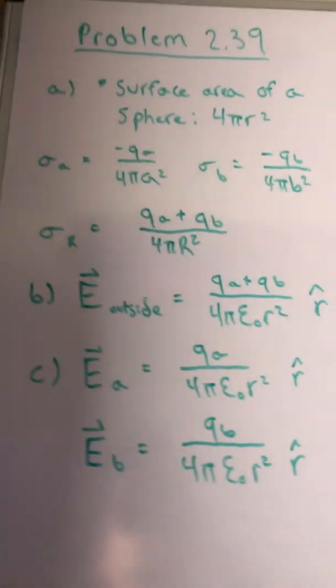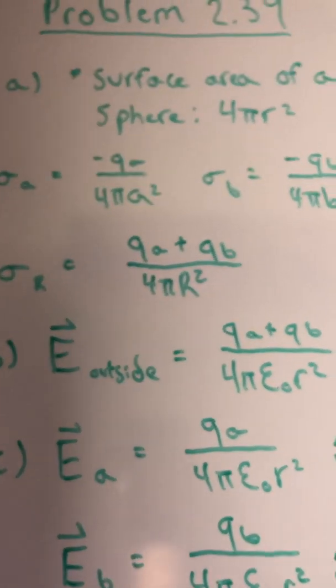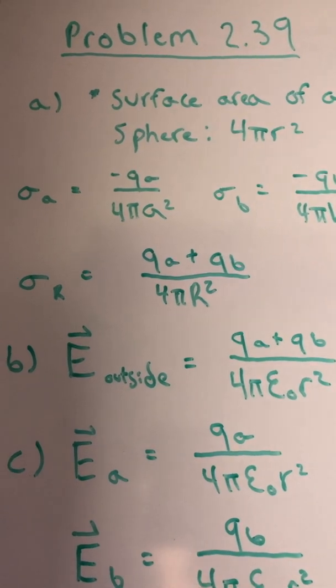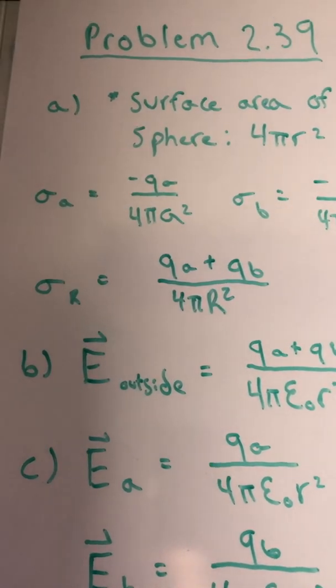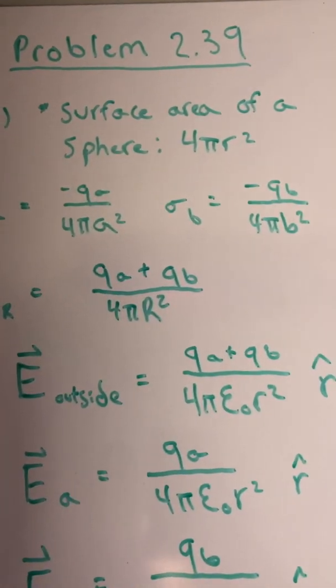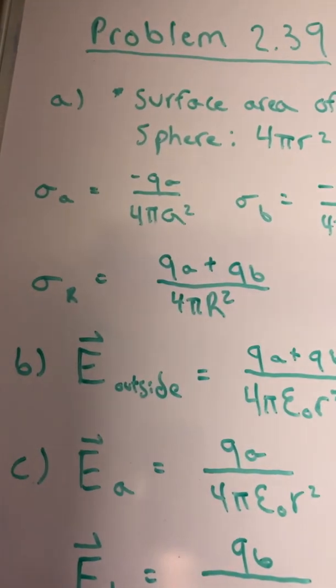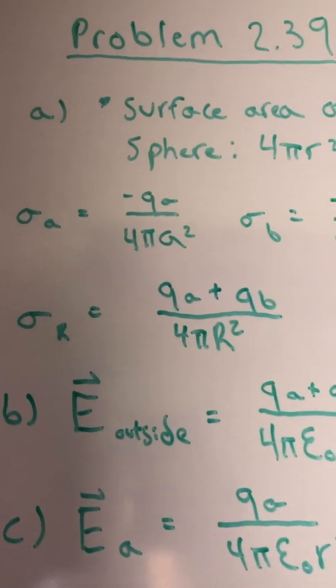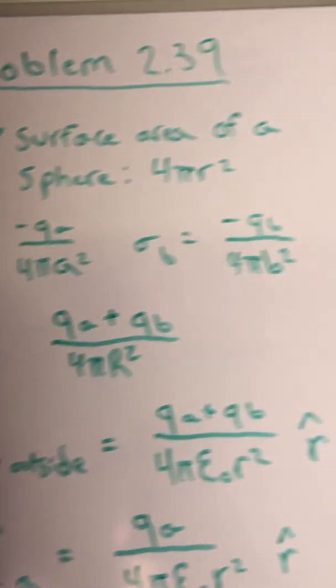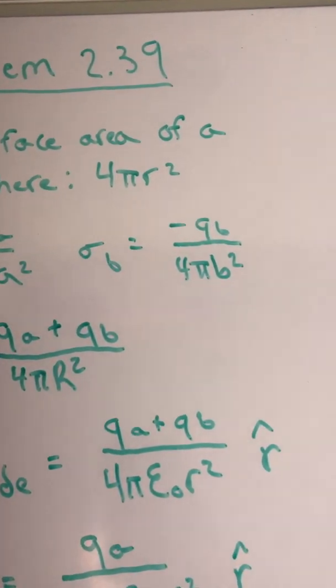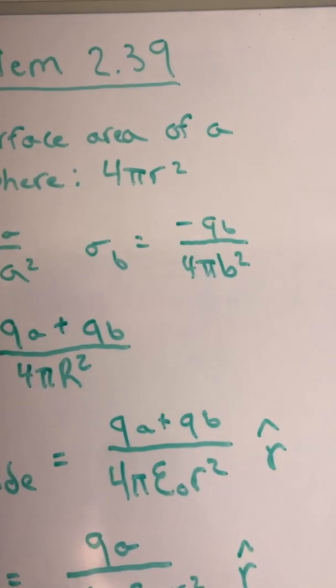That's pretty easy because the surface charge density is the charge of each one over the surface area. Basically the only thing that's changing between these is the radius. So with sigma A you're going to have negative Q_A over 4 pi a squared. Sigma B you're going to have negative Q_B over 4 pi b squared.